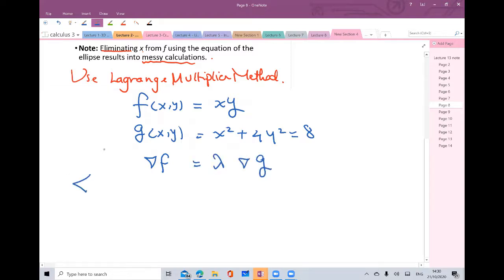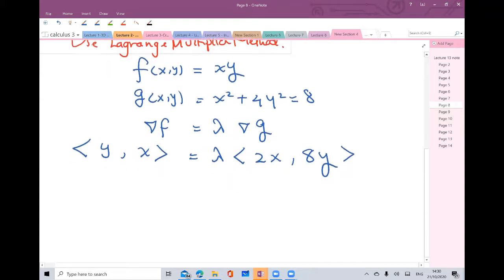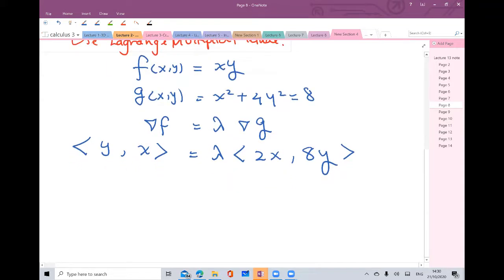Let's get my gradient of f. Here it will be y and x, equals lambda times the gradient of g, which will be 2x and 8y. Is anyone unsure how we got these gradients? Okay, this is the Lagrange condition. I'll end up with a system of equations. The first equation, equating the x component here and here, gives y equals 2 lambda x, right? The second equation, equating the y component, gives x equals 8 lambda y.